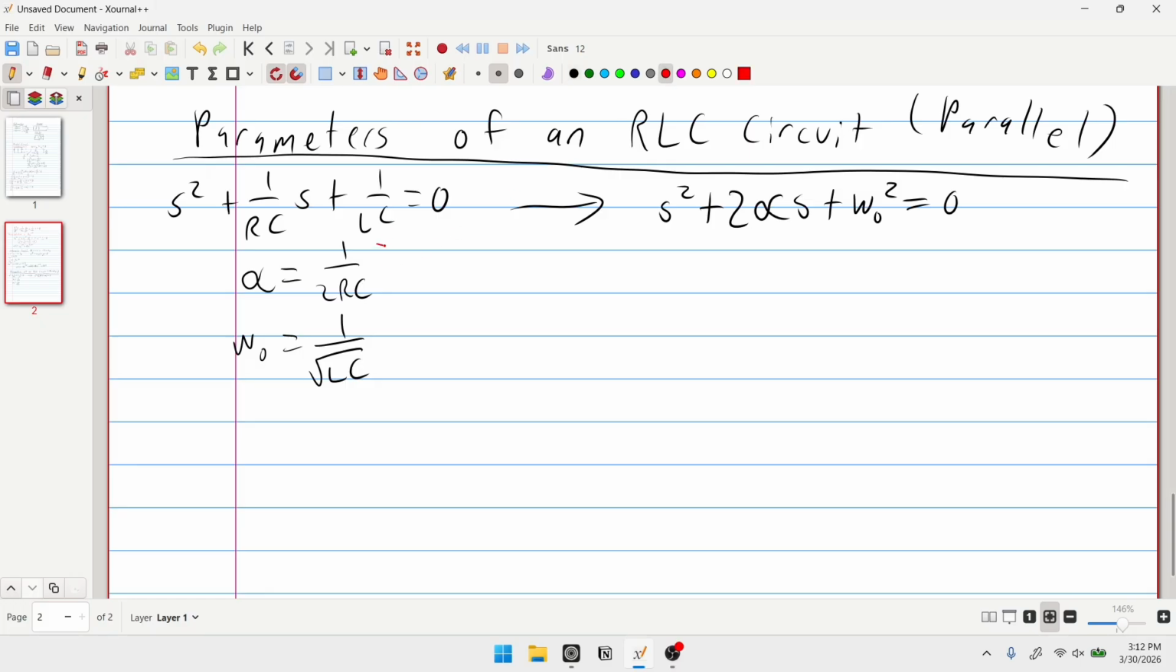Alright, and so these are very important and make finding our solution a lot easier, because you could try and solve this quadratic, but the quadratic formula is kind of annoying to type in your calculator. So here we have the parameters of the circuit.